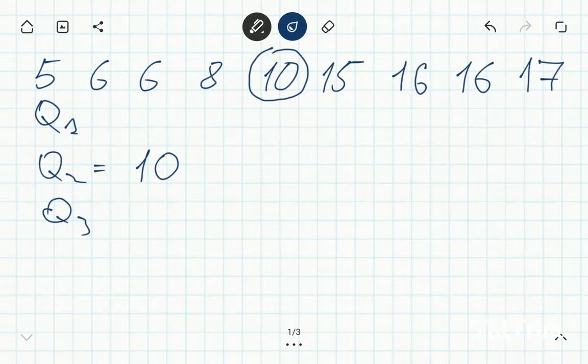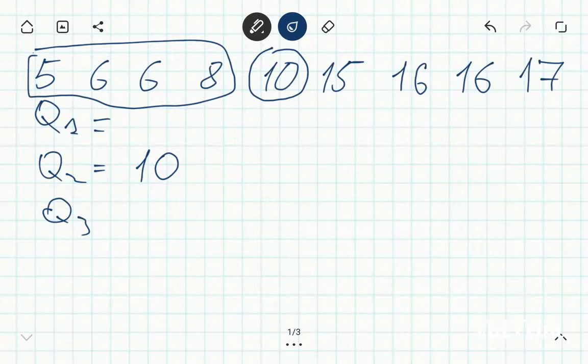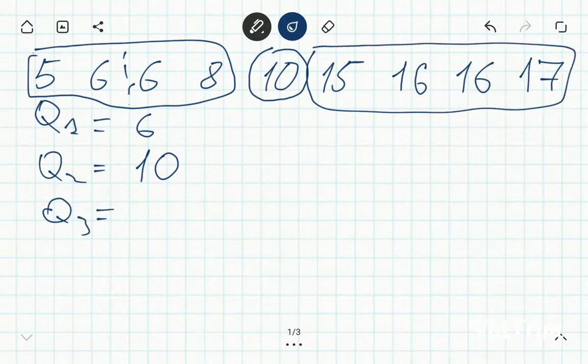And next I want to find quartile 1, and that just means finding the median of the first half, so the median of these 4 numbers. I see that it's something between 6 and 6, so halfway between 6 and 6, and that's of course just 6. The same for quartile 3: the median of these 4 is halfway between 16 and 16, and because both of them are 16, halfway between them is also 16. So we have our quartiles.